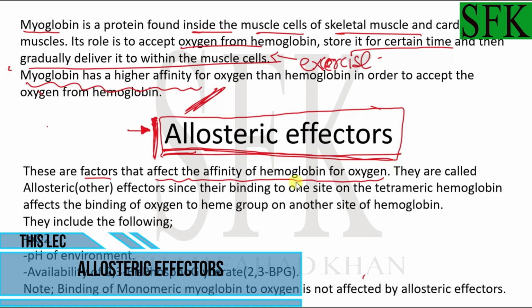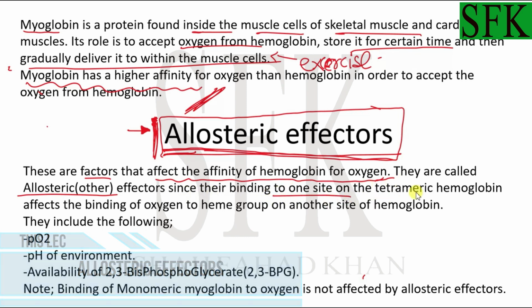All right, they can change the oxygen affinity for hemoglobin, and they are called allosteric effectors because their binding at some site on the hemoglobin affects the binding of oxygen to the heme group on some other site of the hemoglobin. Okay, allosteric means other, right?